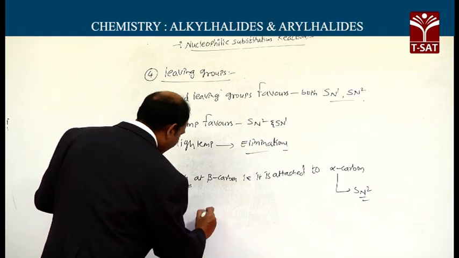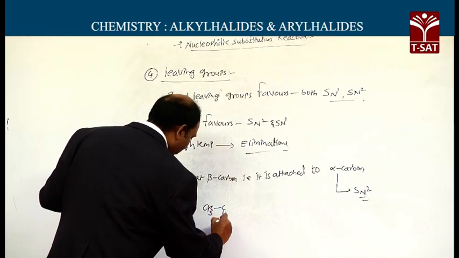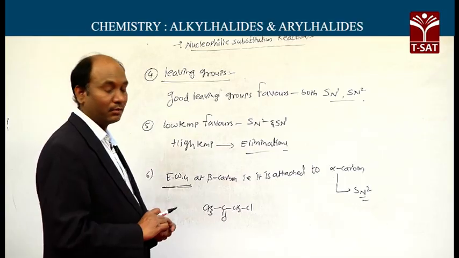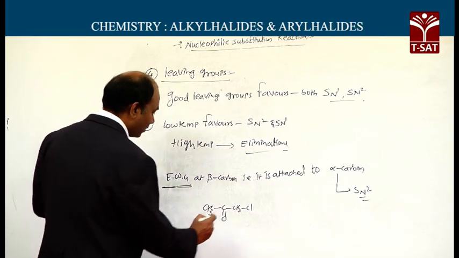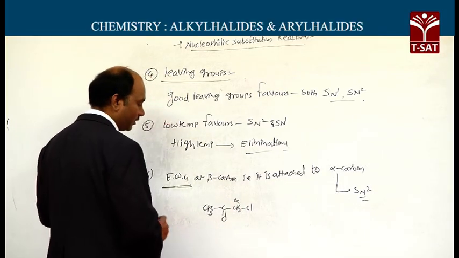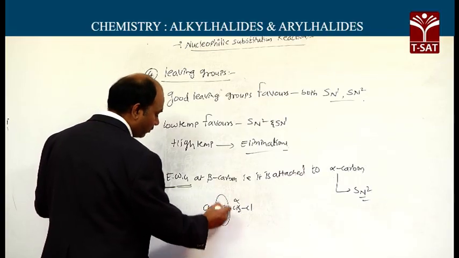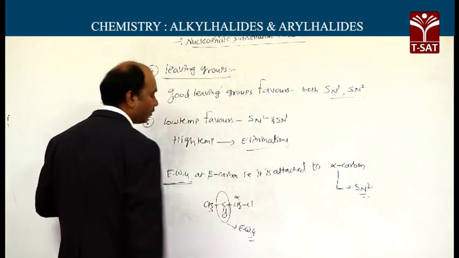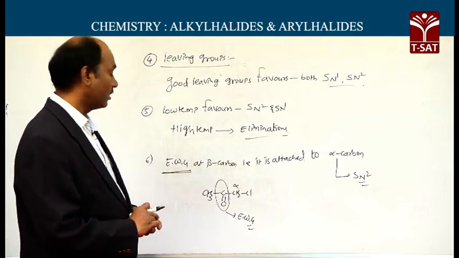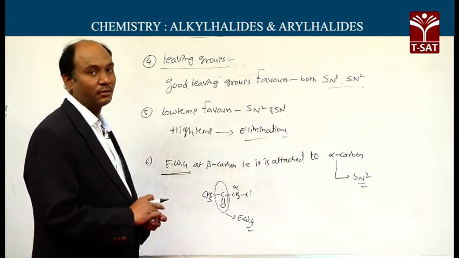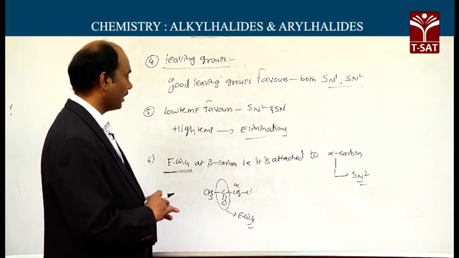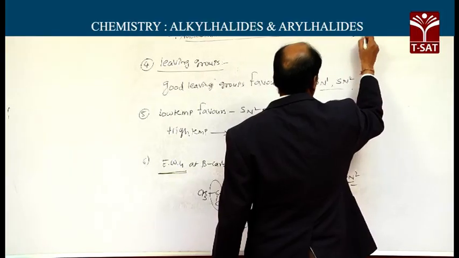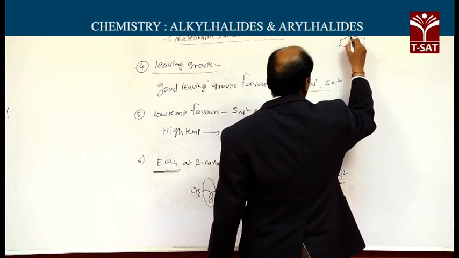For example, CH3 C double bond O CH2Cl. This is alpha with respect to Cl, and this C double bond O is an electron withdrawing group. This electron withdrawing group stabilizes the transition state, therefore it favors SN2 reaction. And one more point here, that is bridged bicyclo compounds.